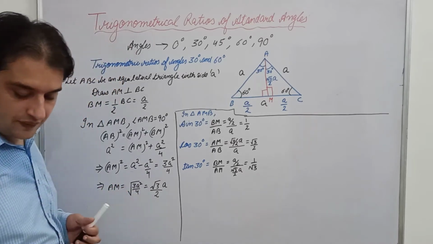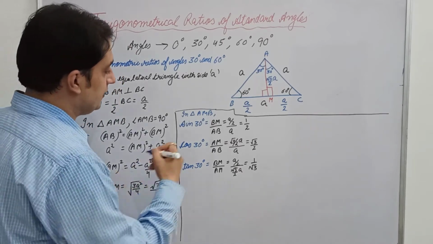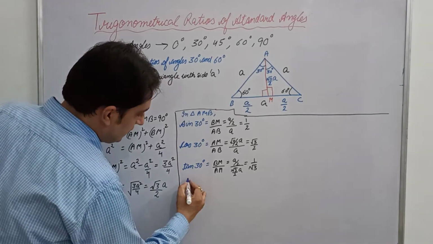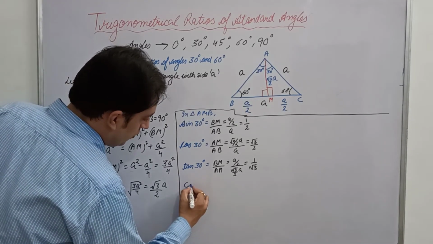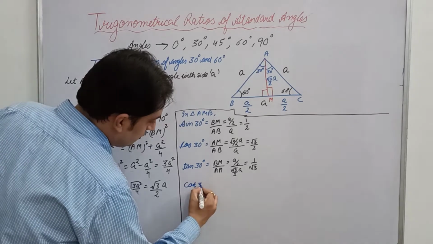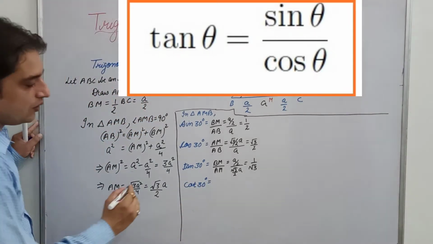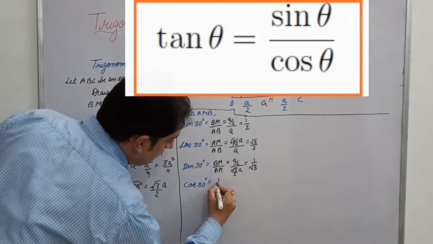So similarly you can find the values of their reciprocals also. So what is the reciprocal of tan 30 degree? That is cotangent of an angle. Cotangent. You know the cotangent is the reciprocal of tangent. Firstly write the reciprocal of tangent.